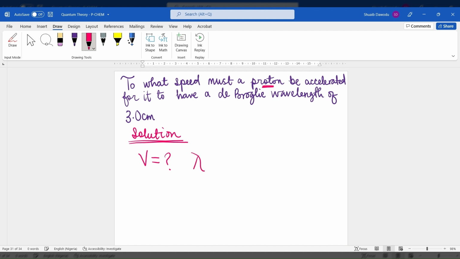We're given the wavelength to be 3.0 centimeter. So, we can easily convert from centimeter to meter. So, it's going to be 3.0 times 10 raised to the power of negative 2 meters. And we're told to calculate the de Broglie wavelength.